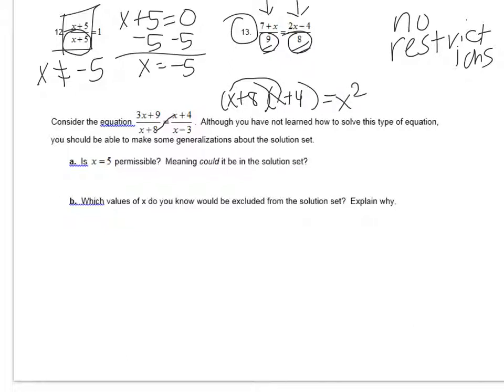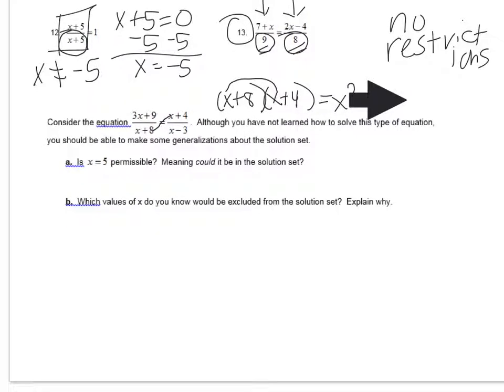I can stop you right there. You do not know how to solve an equation that has an x squared in it. You've only learned how to solve an equation that has an x to the first power in it. You'll definitely learn this year how to solve equations that have x squareds in them. They're called quadratic equations. But luckily, we're not being asked to solve this. We're just being asked some questions about this equation.